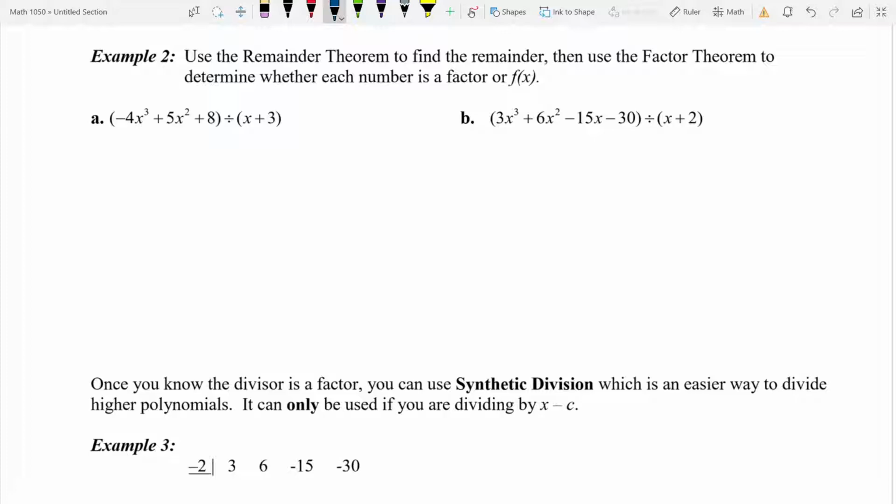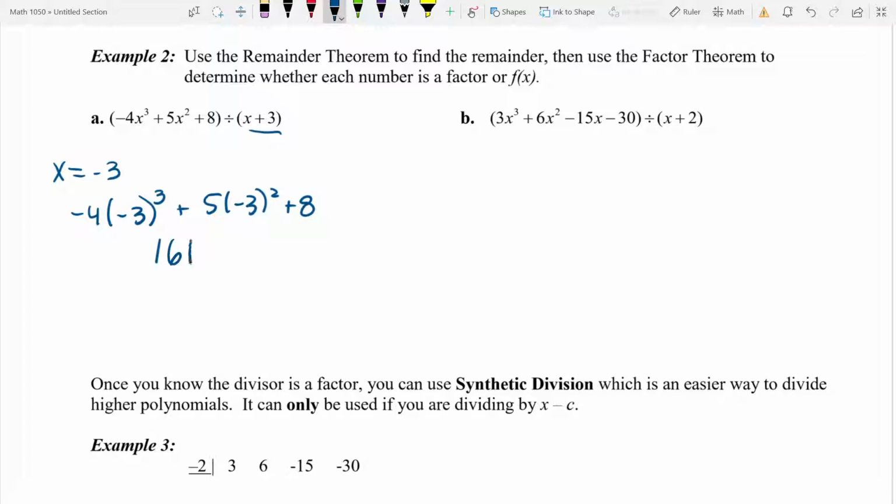I'm going to do it the quick way. If you set x plus 3 equal to 0, you get x equals negative 3. Now I'm going to take that negative 3 and plug it in. So negative 4 times negative 3 to the third plus 5 times negative 3 squared plus 8. So I took my x plus 3, set it equal to 0, and whatever I get, I'm plugging that in. Okay? So everybody go negative 4 parenthesis, negative 3, close it, raise it to the third, plus 5, parenthesis, negative 3, close it, squared, plus 8, hit enter, and I get 161.